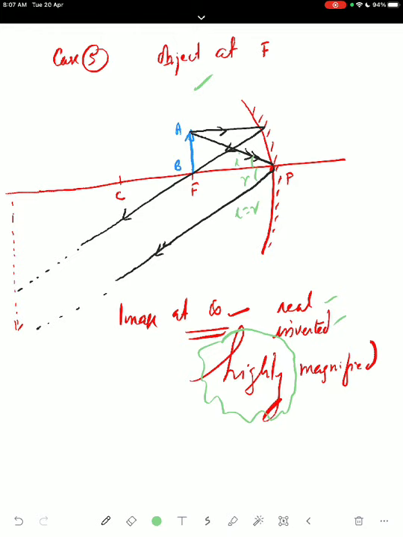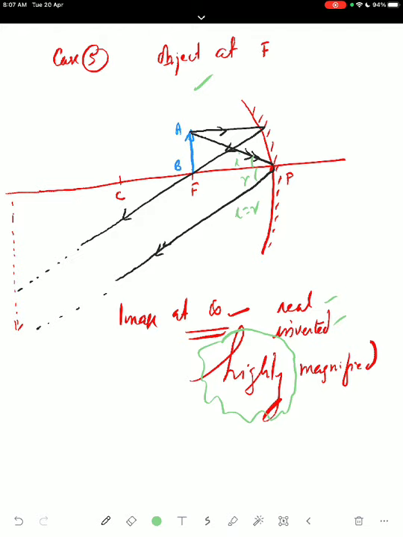When the object is at focus, the image is formed at infinity. It's a real and inverted, highly magnified image. So this is case 5.